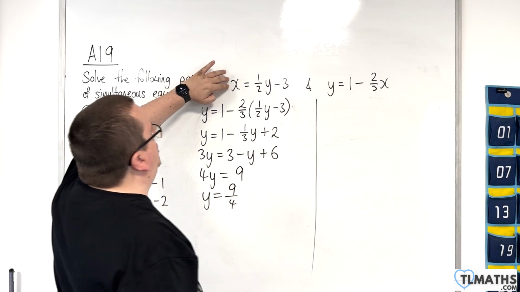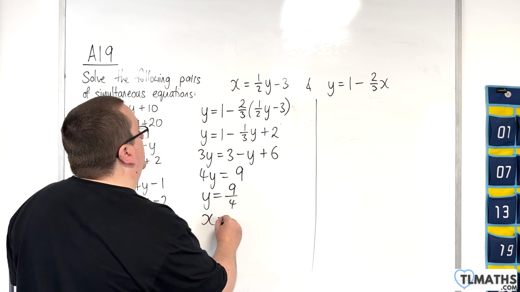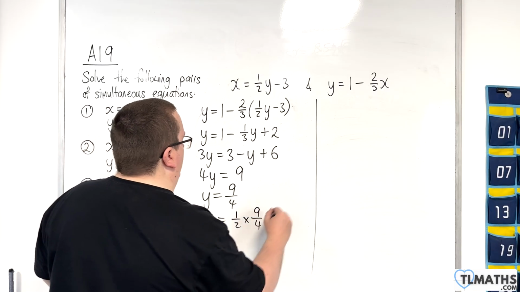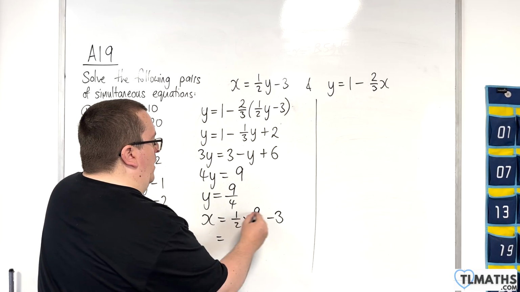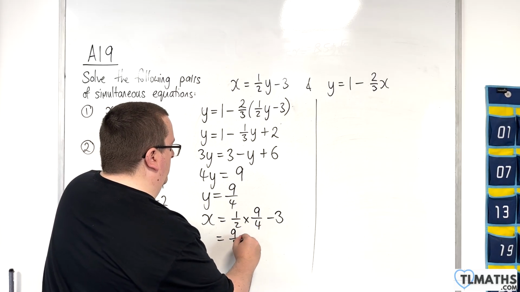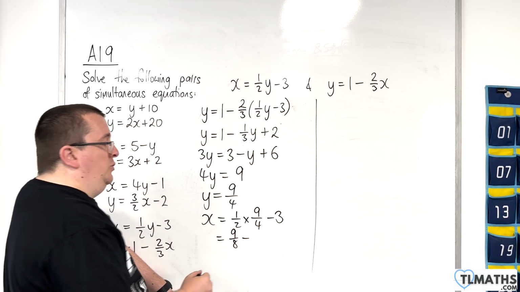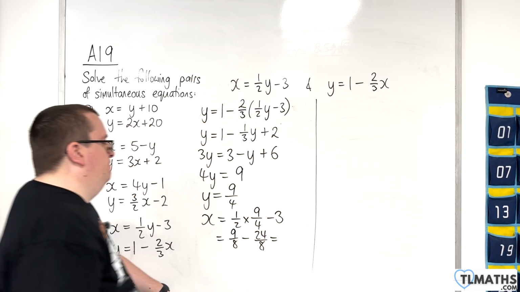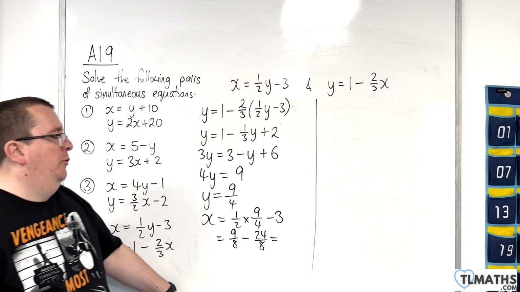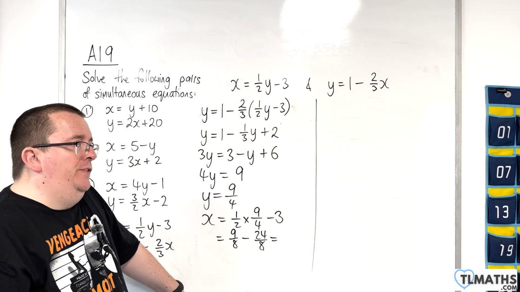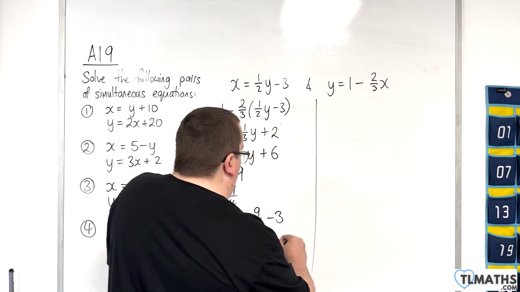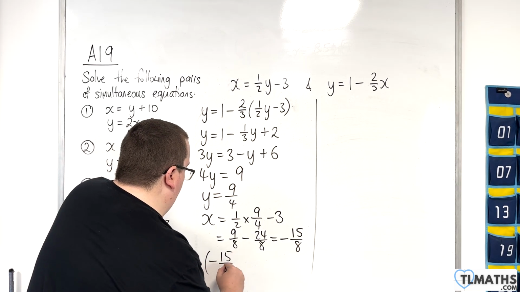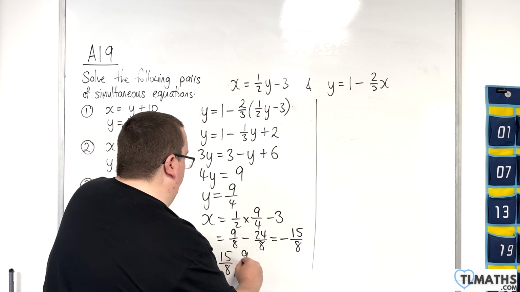So now substitute into the first equation to work out x. x is 1/2 of 9/4 take away 3. So 1/2 times 9/4 is 9/8. Now 3 is 24/8. Now 24 take away 9 is 15, so it's minus 15/8. So the x value is minus 15/8 and the y value is 9/4.